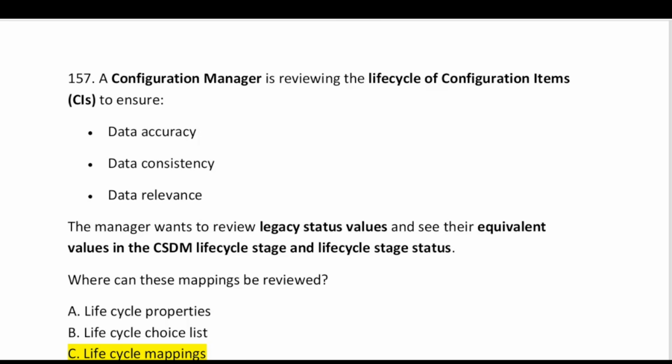Question is, a configuration manager is reviewing the life cycle of configuration items (CIs) to ensure data accuracy, data consistency, and data relevance. The manager wants to review legacy status values and see their equivalent values in the CSDM lifecycle stage and lifecycle stage status. Where can these mappings be reviewed?